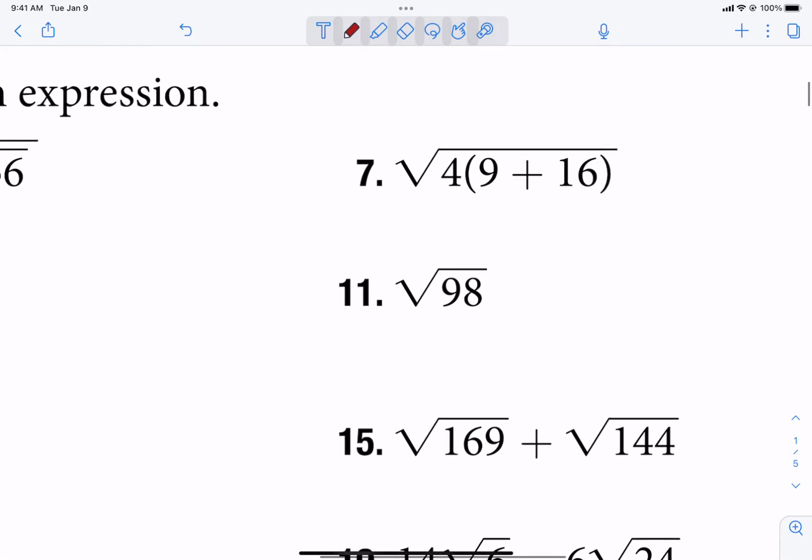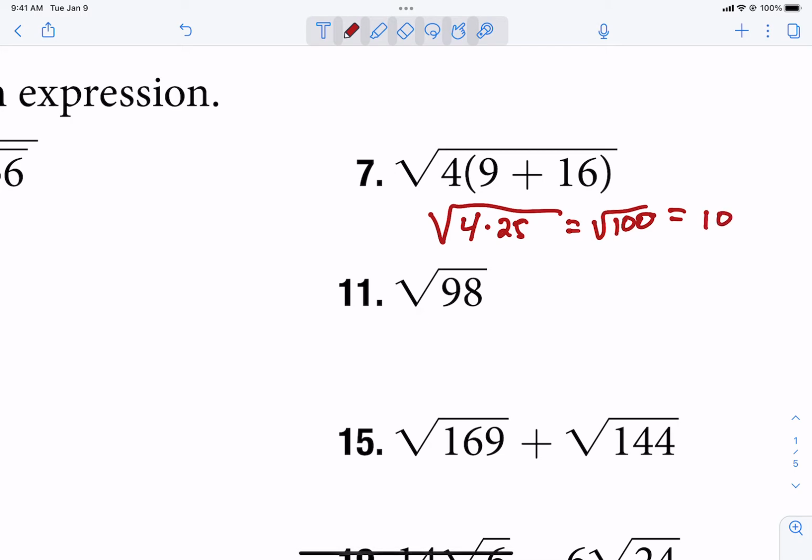For a problem like number 7, it is the square root of that thing, that answer. So you want to completely get the answer inside of number 7 before you take the square root. So that's 4 times 25, which is 100, and the square root of 100 is 10. Okay.